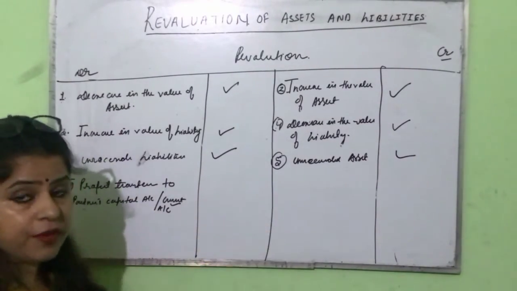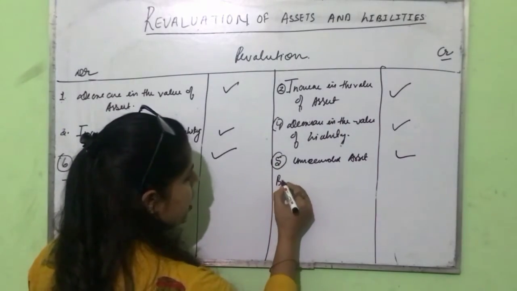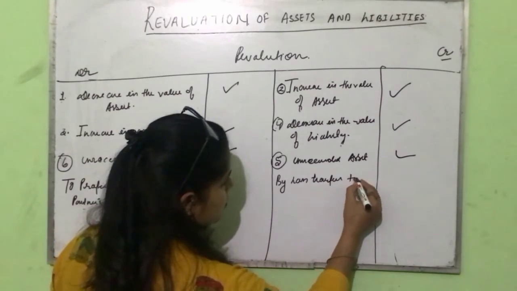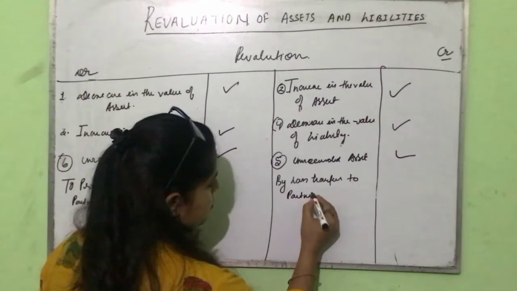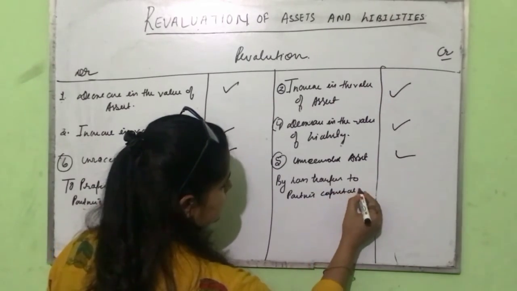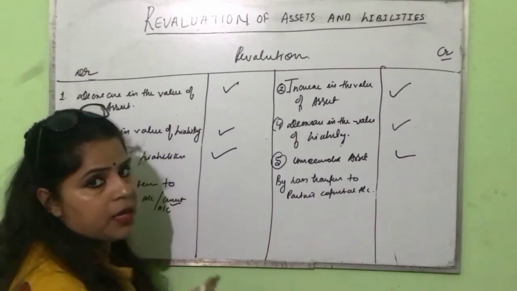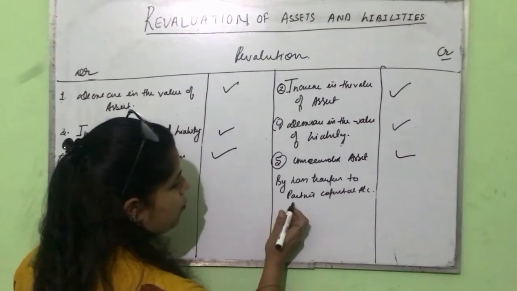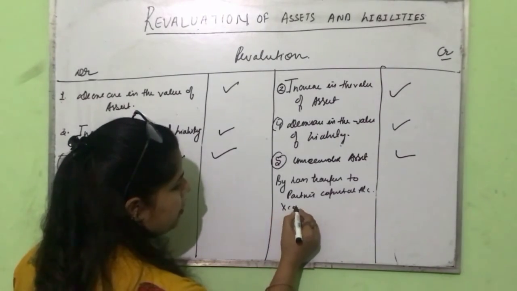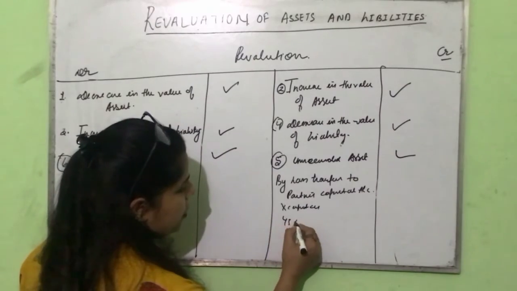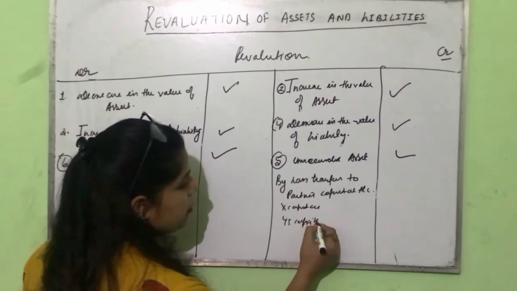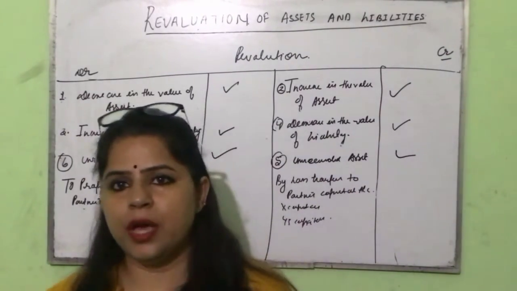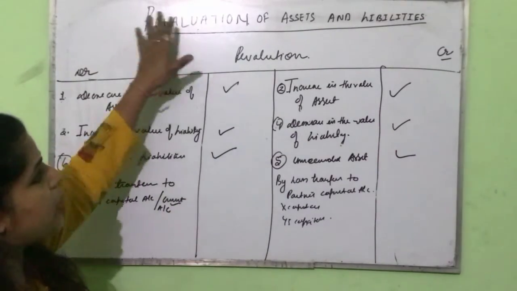Secondly, if we are in loss, then this loss we will write by loss transfer to partners capital account. Suppose your partners are X and Y. Instead of writing partners capital account, you write X's capital account and Y's capital account. Similarly, like you had learned in the P&L appropriation account, the same way the profit or the loss will be transferred to the partners. So this is your revaluation account.